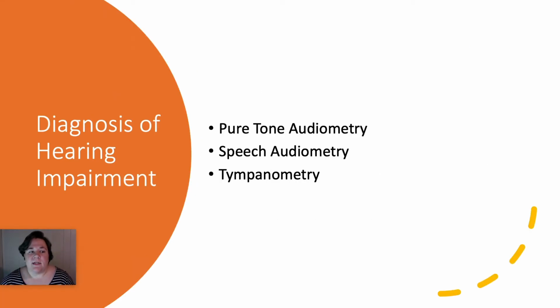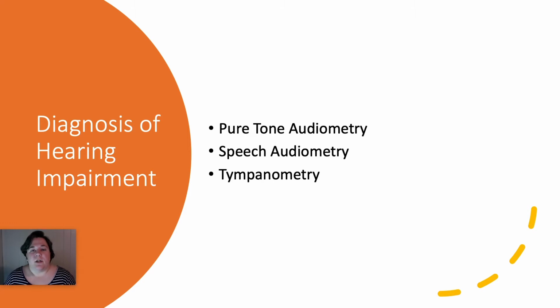For the diagnosing of hearing impairment, there are three types of tests that I found. One is pure tone audiometry, which is where a person who is being tested for their hearing goes into a soundproof booth. They put headphones on that produce sounds of different pitches and frequencies. And then they need to signal the audiologist, who is the one creating the test, on whether or not they can hear those sounds or pitches.